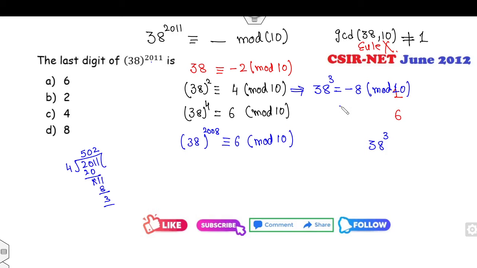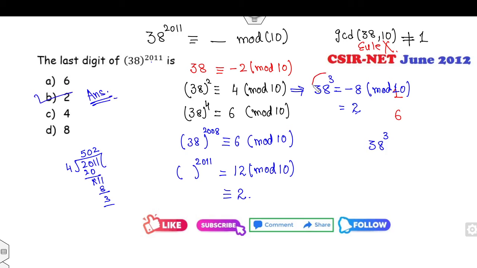What is the minus of 8? It will be plus 2. So that means I can write 2011. It will be plus 2. This is plus 16. I can multiply them. It will be plus 12. So what will be the remainder? That's 2. So 2 is the right answer of this problem.